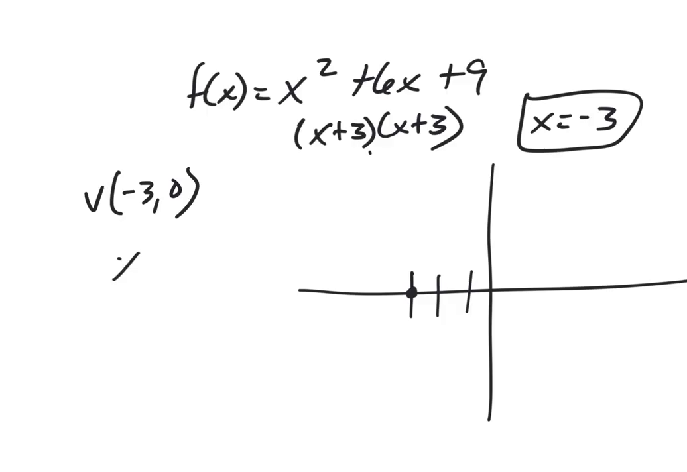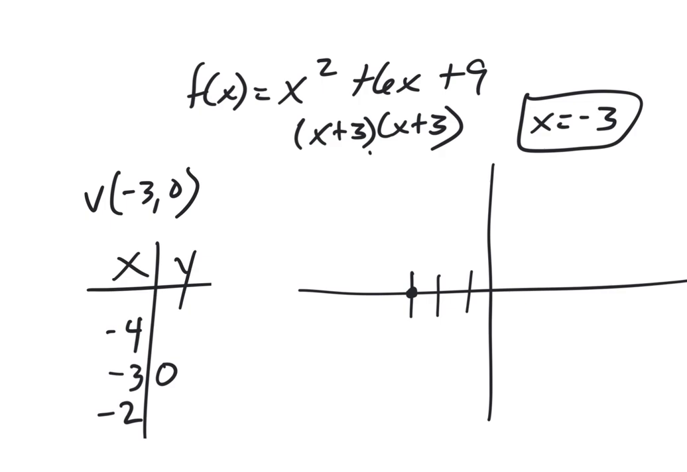Okay, so I need a couple of points other than that. So maybe we plug in negative 4 and maybe we plug in negative 2. You can plug it into this equation or you can even plug it in here. If I plug in negative 2 here, negative 2 plus 3 is 1. Negative 2 plus 3 is 1. 1 times 1 is 1. Okay? So pretty easy to come up with a point. And once again, if you needed to, you could use your calculator, but knowing where those numbers come from is a really big thing. And then we can graph those points and we can get our parabola.